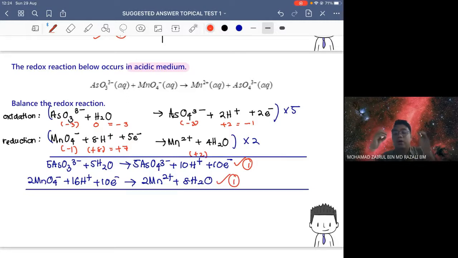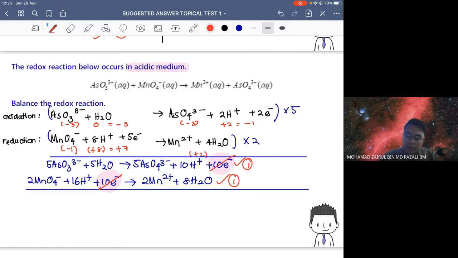Okay, before awak combine, yang mana boleh potong, kita potong. Yang mana boleh tambah, kita tambah. Okay, benda yang sama, terletak dekat opposite side, maknanya satu dekat reaktan, satu dekat produk, awak tolak. Benda yang sama terletak dekat same side, maknanya reaktan ataupun produk, awak tambah. So 10 elektron on the product side, 10 elektron on the reactant side. Kita boleh tolak. 10 tolak 10 sama dengan kosong.